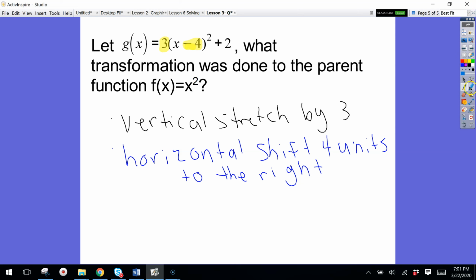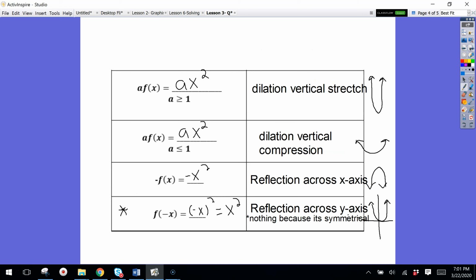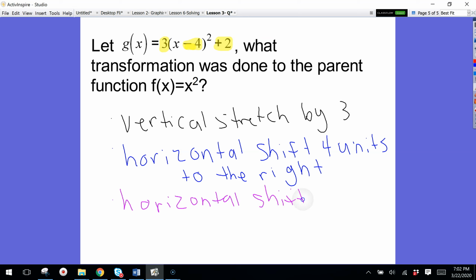And now let's look at the last thing going on here, this plus 2 at the end. This is being done to the entire function. Again, if you look at the cheat sheet we created, if you add a number to the function value, then it's either going to go up or down. We're adding here, so it's going to go up. Up 2 units.